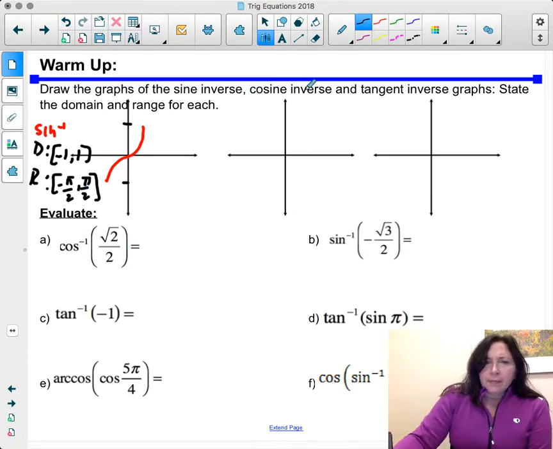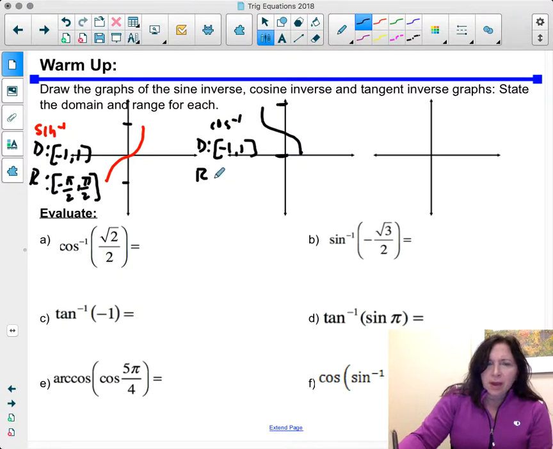For cosine inverse, this one is going to sit on top. And so this is our cosine. For our domain, left to right, we have -1 to 1. And for our range, it goes 0 to pi. So that's going to be inclusive of 0 to pi.